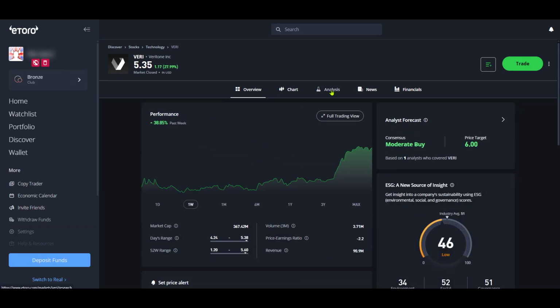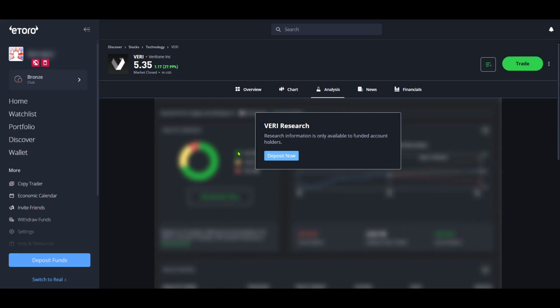Now comes a crucial part of the process. Analyzing the market. This is where you dig deeper and make informed decisions based on current data. Pay attention to market signals, understand price movements, and consider using tools provided by eToro to perform technical analysis.